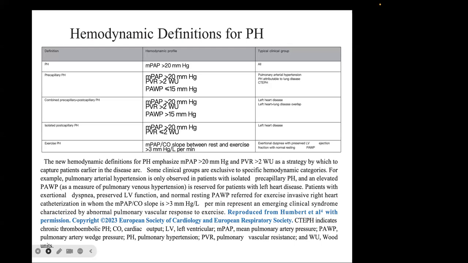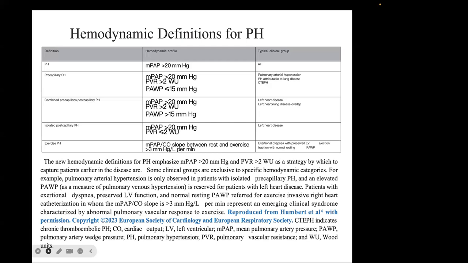Pulmonary hypertension, they mentioned the mean pulmonary artery pressure more than 20, with the typical clinical groups. The precapillary pulmonary hypertension is mean pulmonary artery pressure more than 20 mm of Hg and pulmonary vascular resistance more than 2 Wood units with PAWP less than 15. This is typically clinical group pulmonary arterial hypertension, pulmonary hypertension attributable to lung disease, and chronic thromboembolic pulmonary hypertension.